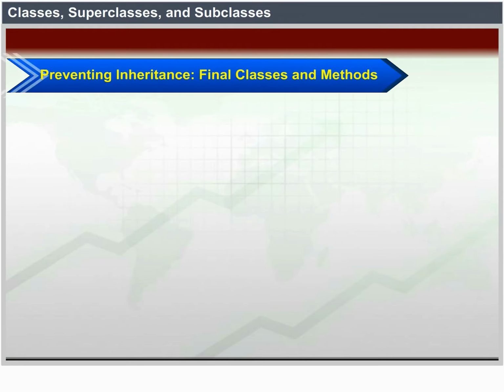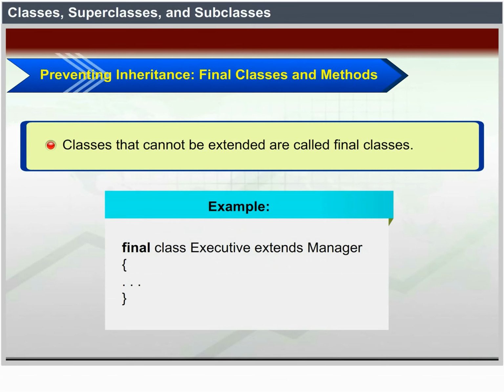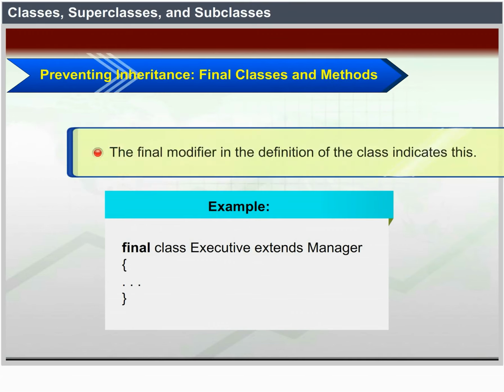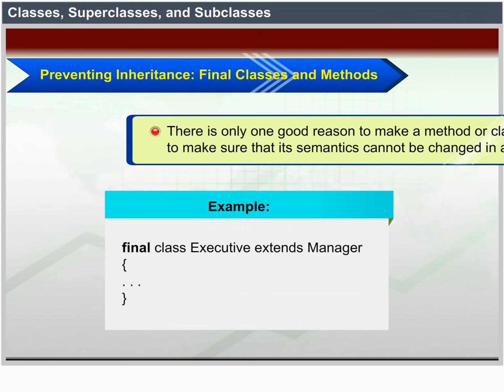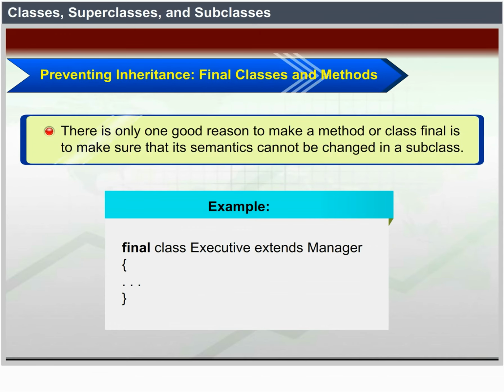Preventing inheritance. Final classes and methods. Classes that cannot be extended are called final classes. The final modifier in the definition of the class indicates this. Example: final class Executive extends Manager { }. There is only one good reason to make a method or class final: to make sure that its semantics cannot be changed in a subclass.